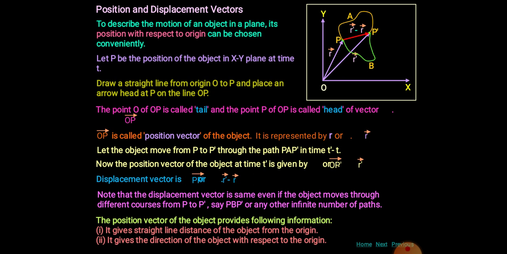So remember that OP is the position vector and PP dash is the displacement. We can write it as r dash minus r also. You can follow any other path, that is PAP dash, or you can follow PBP dash. The displacement will be the same.